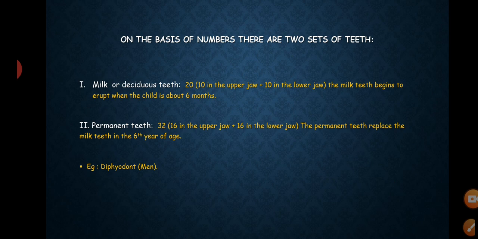In the previous slide we have seen that in diphyodont dentition, milk teeth are replaced by permanent teeth. There are two sets of teeth that grow during a lifetime, where the permanent teeth replace the milk teeth. So this is diphyodont dentition.